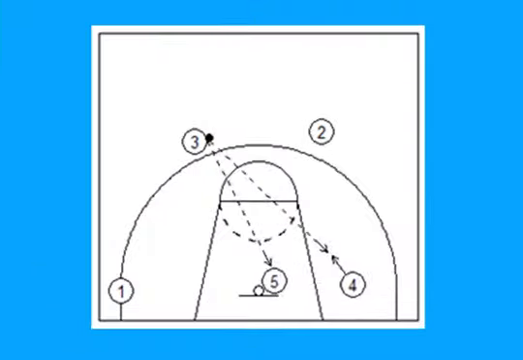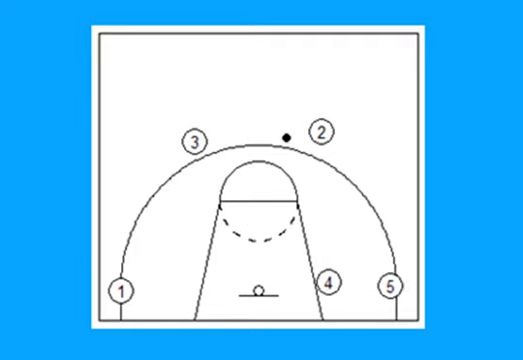Number 4 steps off of the post to set a screen for 5. Again, 5 will go over or under the screen depending on where the defender is based, and number 4 then doubles back off of the screen to look for a possible pass for a shot or dump down into the post. So that's really the basic, absolute basic rotations of the flex offense.